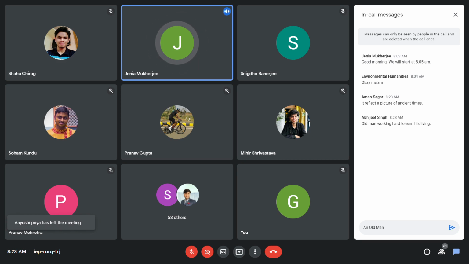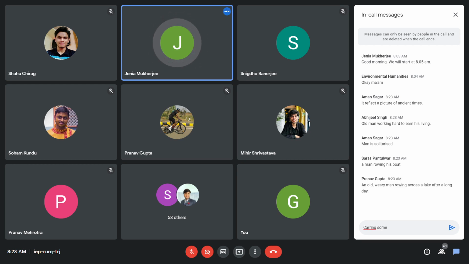When I'm asking you to write this sentence, you have to keep in mind that you are writing it for a person or a group of people who has not seen the picture, who has not been exposed to it, but through your one full sentence they should be able to exactly understand what the picture conveys.